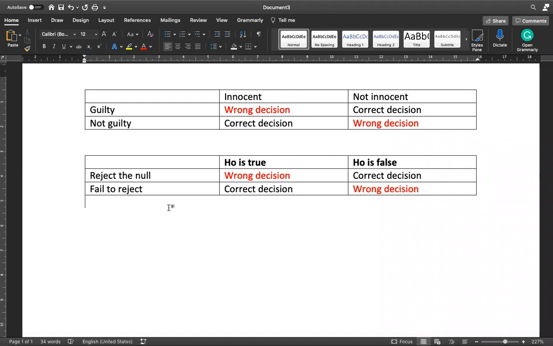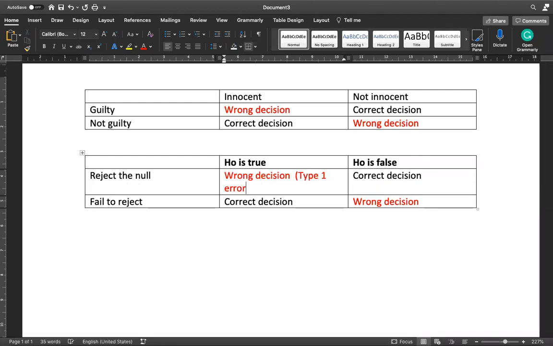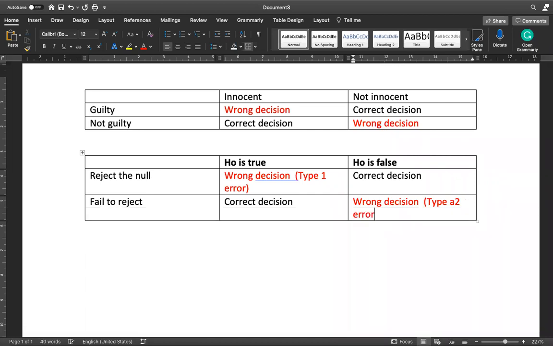Okay, so we call this error, rejecting the true null hypothesis, a type 1 error. And then also if a null hypothesis is false and we fail to reject it, we call that one a type 2 error. Type 2 error.